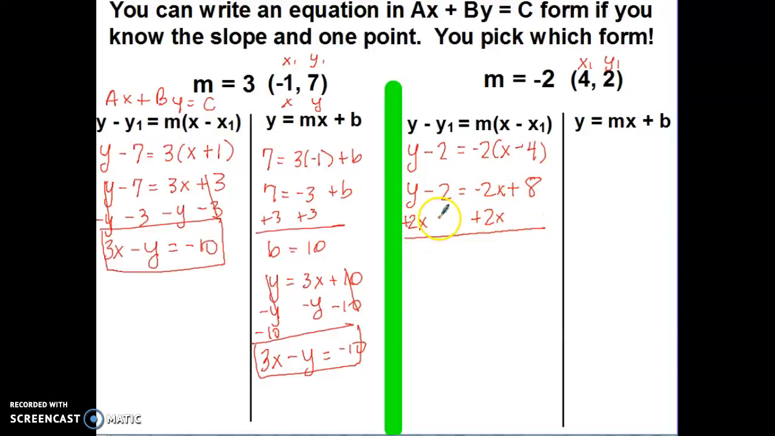So come on over here. And then you need to move over there because C is on the other side.